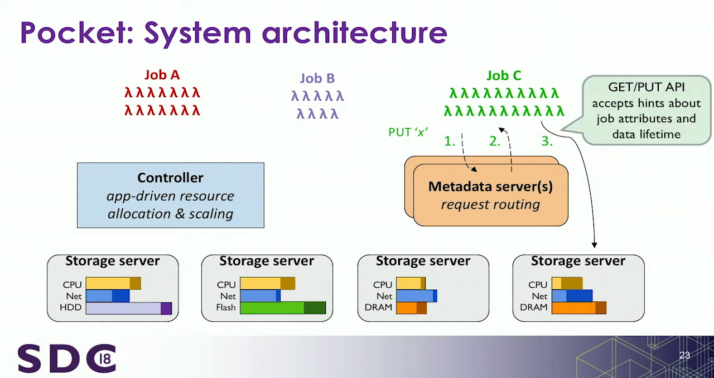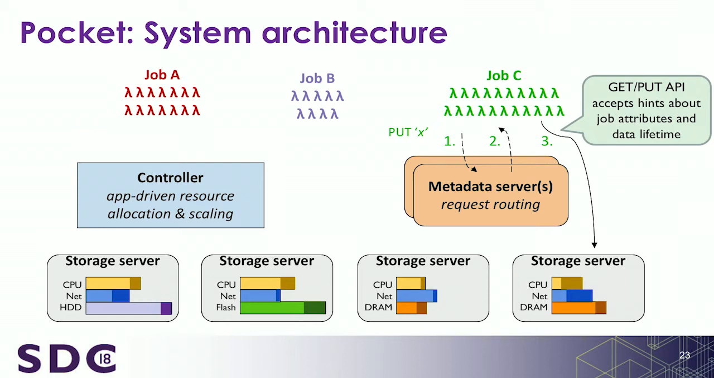Now, the API that Pocket exposes is a simple get-put API, similar to traditional object stores, but it does have additional functionality tailored to this ephemeral storage use case. So for example, Pocket supports hints about data lifetime. Because what we realized with ephemeral data is that it's often written and read only once for a particular object.